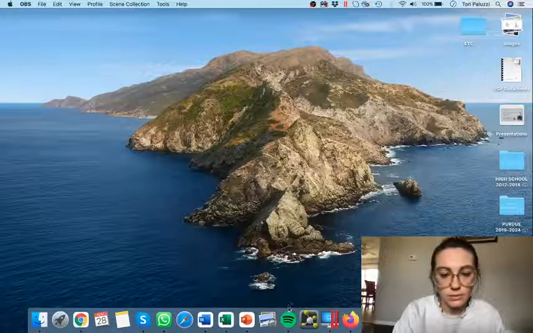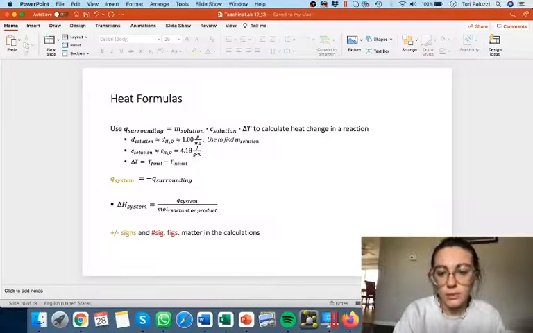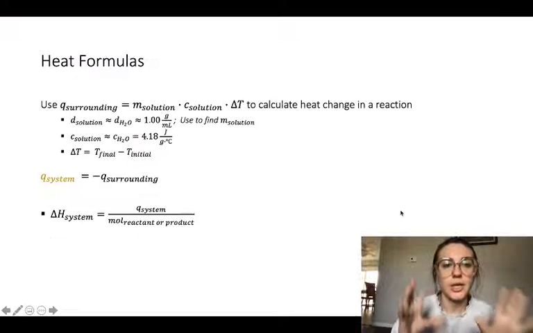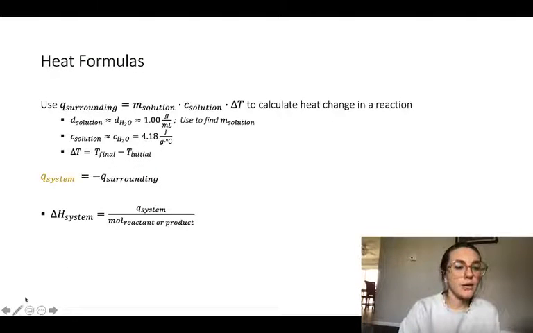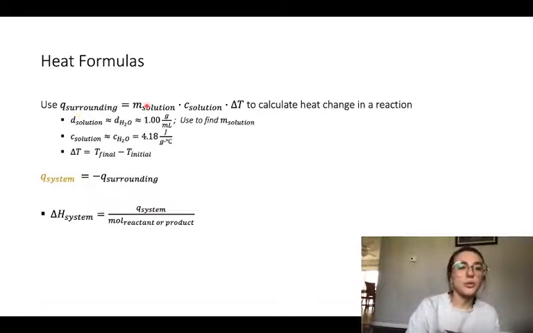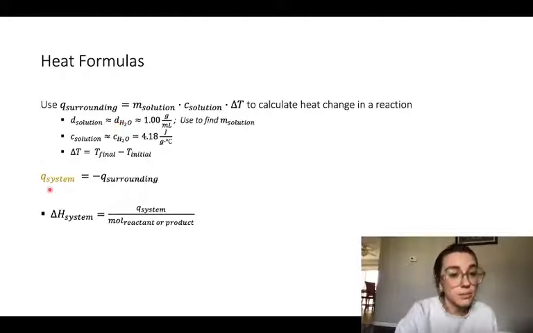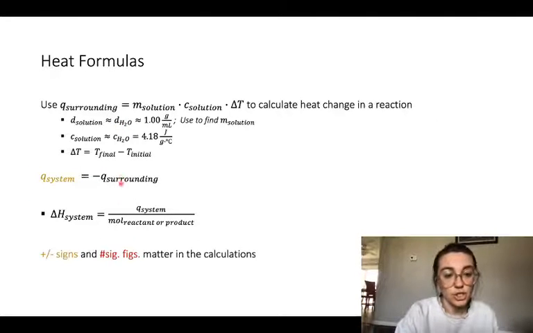Okay, so what we're going to be doing is talking about heat formulas. What I really want us to understand is that when you use M times C times change of T, you are finding the Q surrounding. And so if it is asking you for the Q of a system, these signs must change.